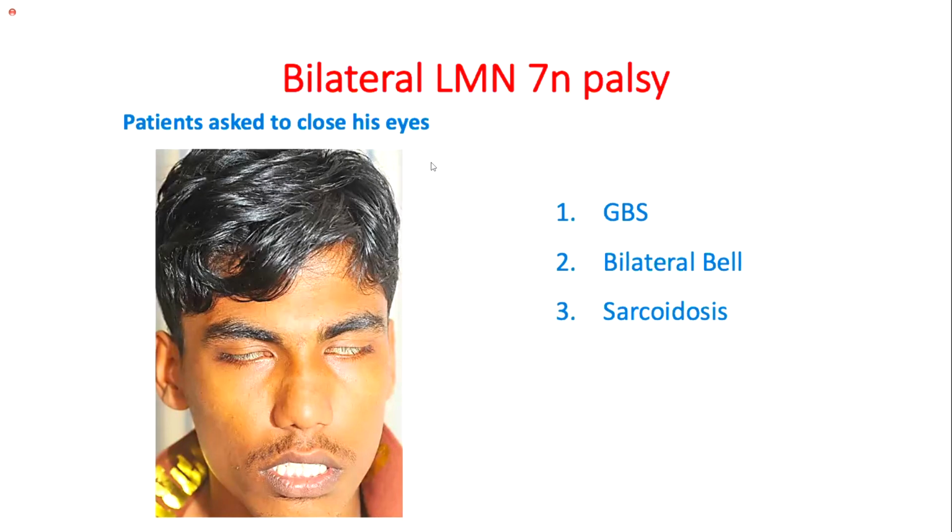Sarcoidosis, which is a granulomatous disease, and leprosy cause bilateral lower motor neuron palsy. It's a very rare situation. The situation you will see as doctors would be Guillain-Barré syndrome, that I guarantee. Others you may not see because they are extremely rare. But Guillain-Barré syndrome, you will definitely see bilateral lower motor neuron palsy.